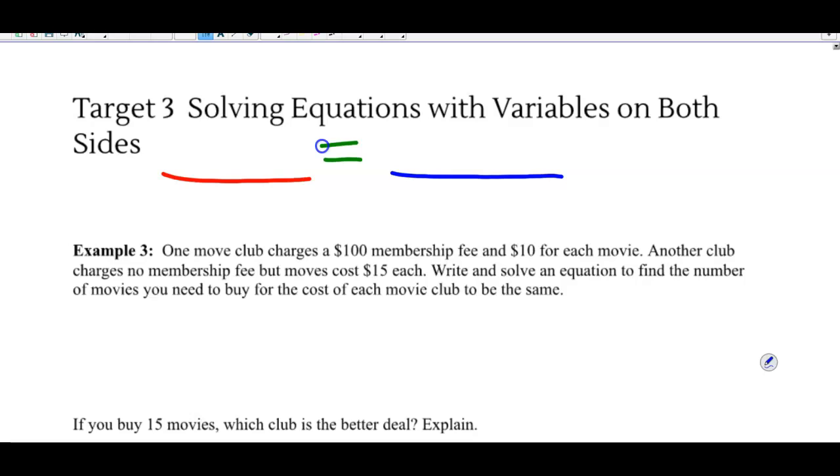So let's look at the first example. It says, one movie club, it should say movie club, charges a $100 membership fee and $10 for each movie. So if you recall, back a couple weeks ago, we talked about we have a formula for setting up equations when they're 2-step.